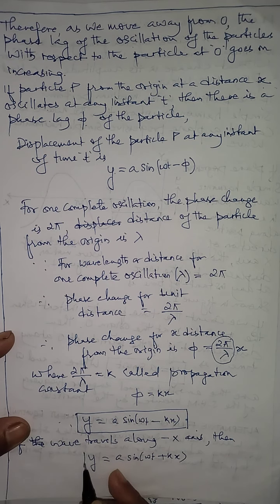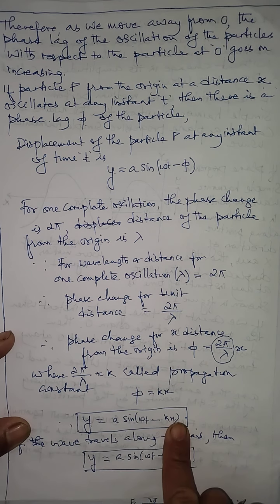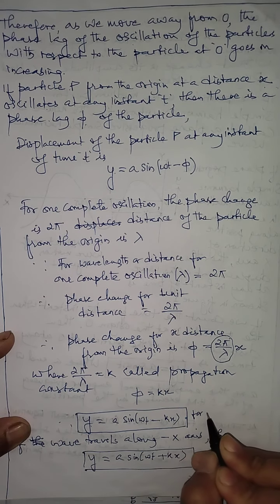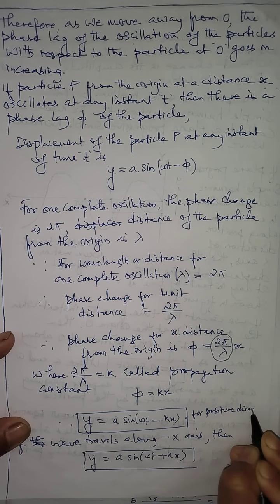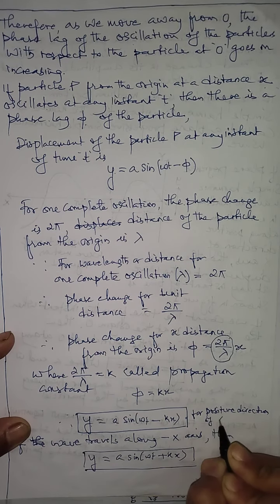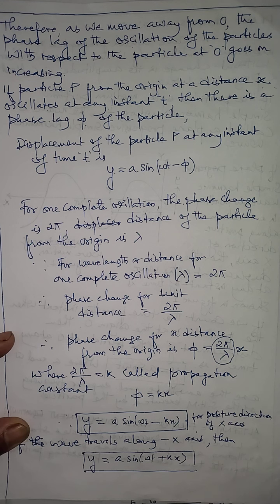So I just put a plus sign. This is for the wave propagating along the negative direction of the x-axis, and the other is for the wave propagating in the positive direction of the x-axis. These are the two displacement equations we have derived for the plane progressive simple harmonic wave, which can propagate in either direction of the x-axis, positive or negative.